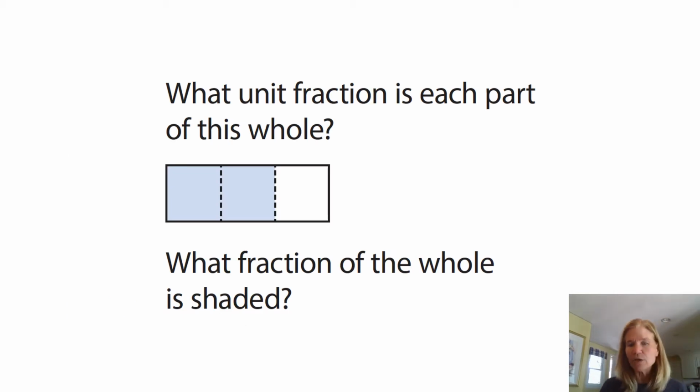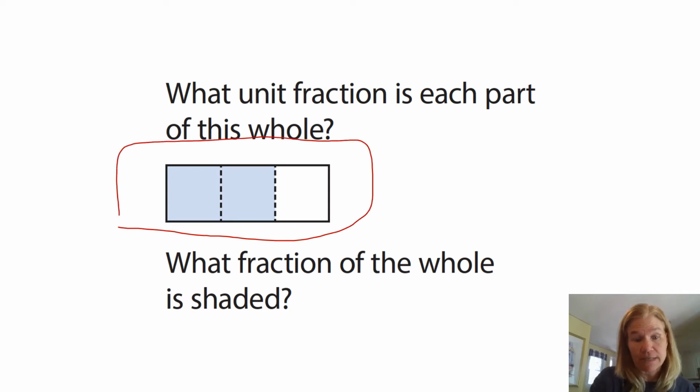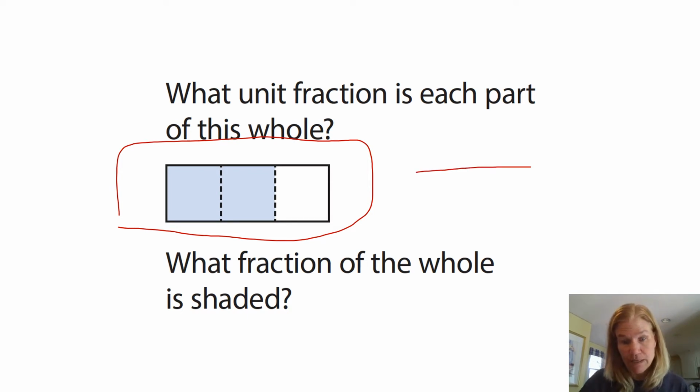So right now, what unit fraction is each part of this whole? Now you have right here, and I'm going to see if I can draw, a rectangle, and this rectangle has 3 equal pieces in it. This blue piece, and the white piece are all exactly the same amount. So what unit fraction is each part of it? If the numerator describes what it is, each part is 1.